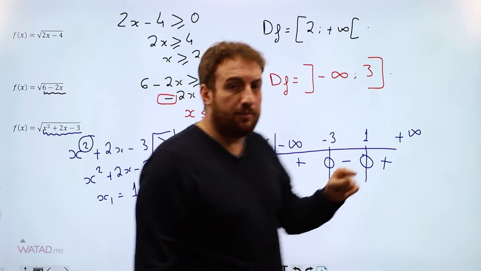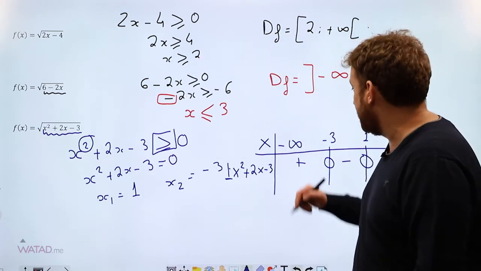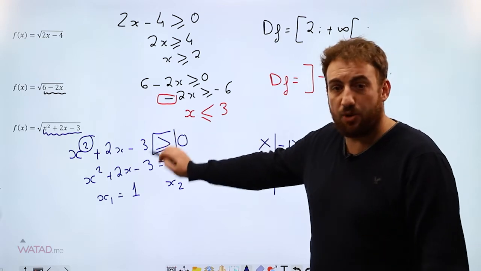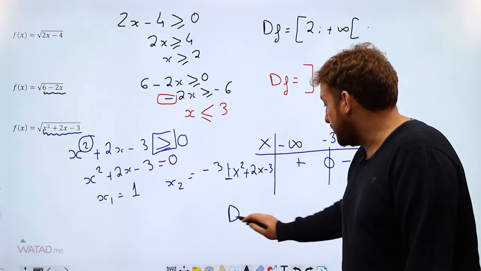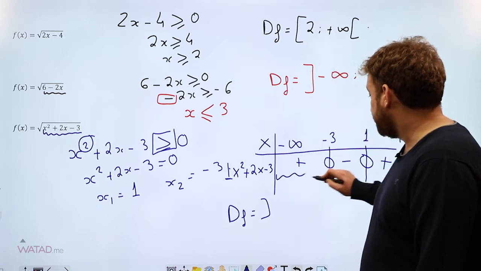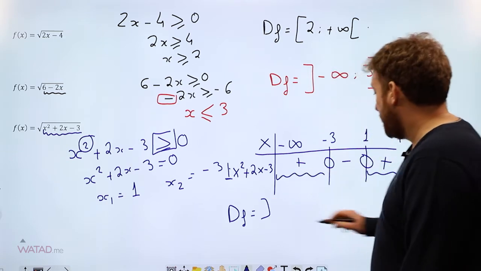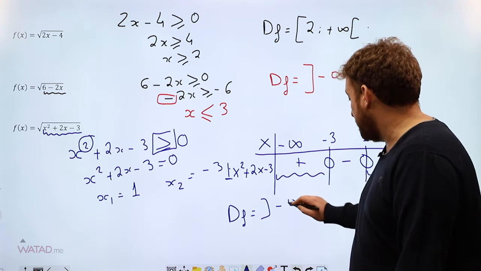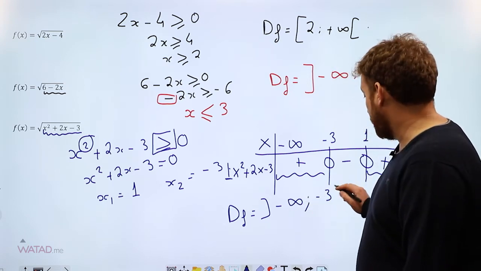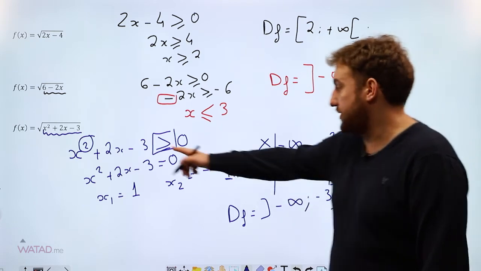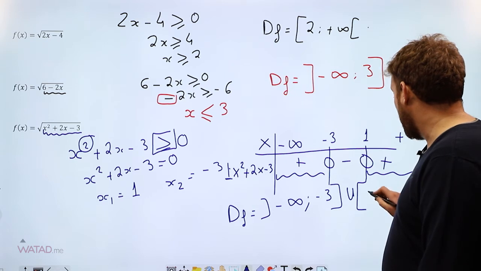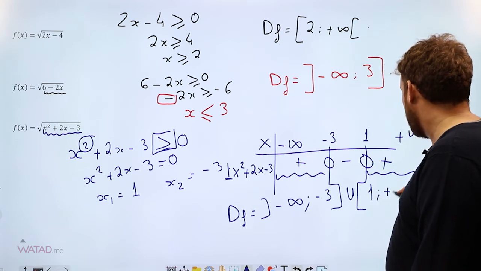We're not done yet because we haven't written the domain. So the domain, I will go back to the question. It's positive. So the domain of definition in this case will be the positive parts. So it will be from minus infinity to minus 3, and it will be closed. Why will it be closed? Because I have the equal sign. Union from 1 to plus infinity.